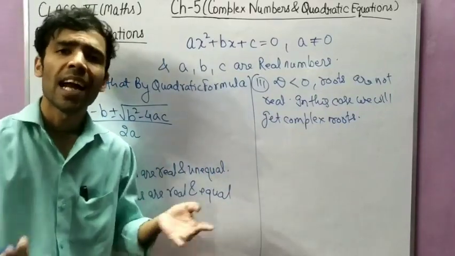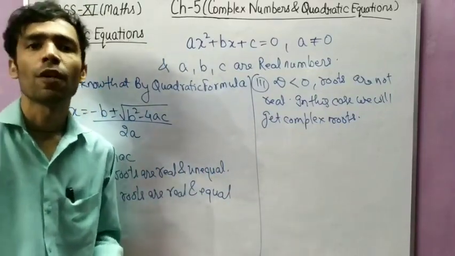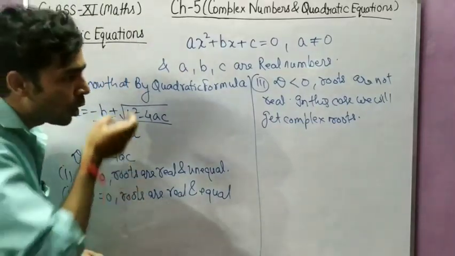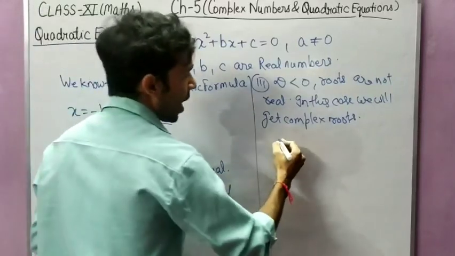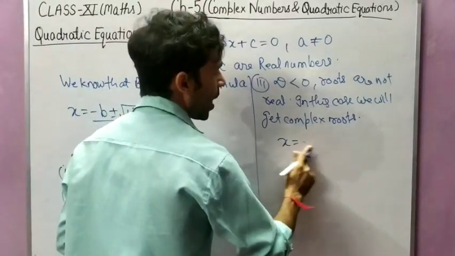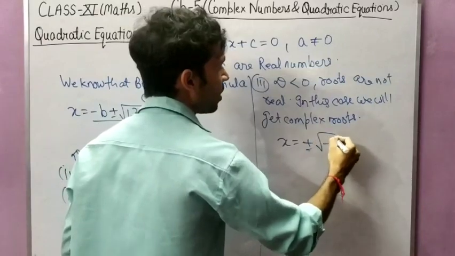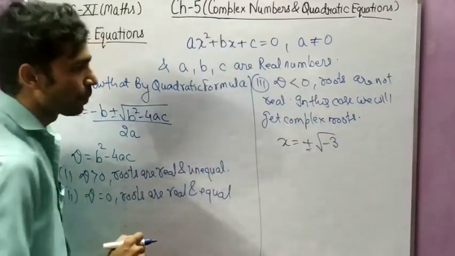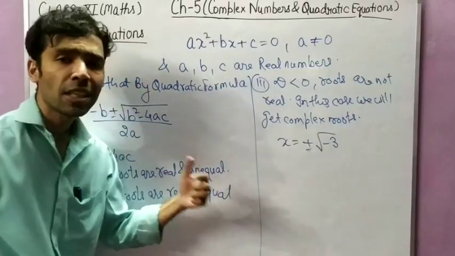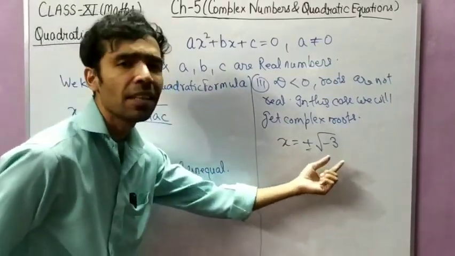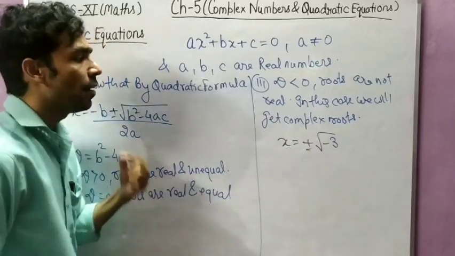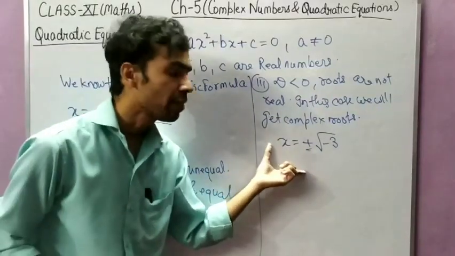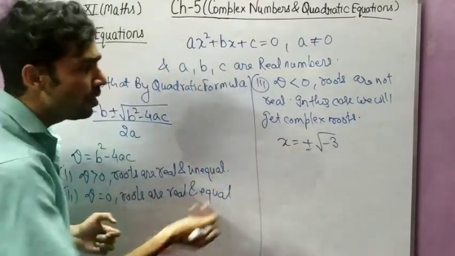And you know that any complex number can be represented in the form a plus ib. Suppose you got the value of x like this: x equal to plus minus under root minus 3. First, when you take the positive sign, the value of x will be plus under root minus 3, and the other value of x is minus under root minus 3. So in those two cases we will get two values of x. So how will we solve?